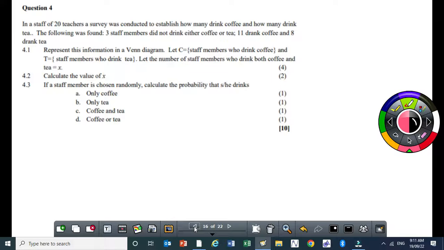It says that in a staff of 20 teachers, a survey was conducted to establish how many drink coffee and how many drink tea. The following was found. 3 staff members did not drink either coffee or tea. 11 drank coffee and 8 drank tea. So you're supposed to represent that information on a Venn diagram.